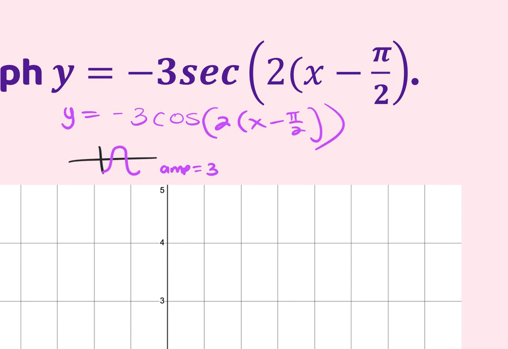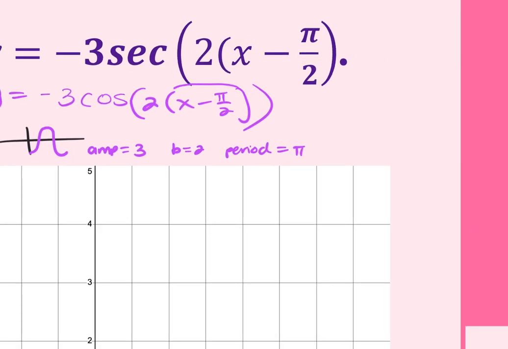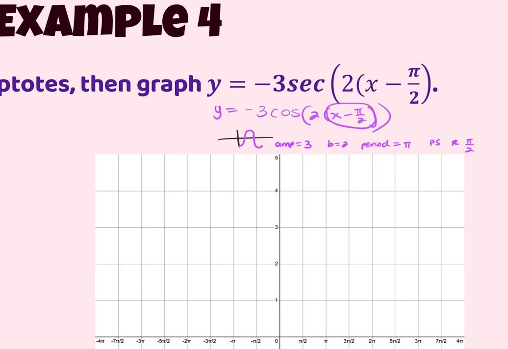All right, so amplitude, B is 2, which makes the period pi, because it'd be 2 pi over 2. This time there's a phase shift, right? In which direction? Right, pi over 2. So I'm going to go 1/4, 1/2, 3/4, and then take all 5 of my initial key points and shift them to the right, pi over 2.